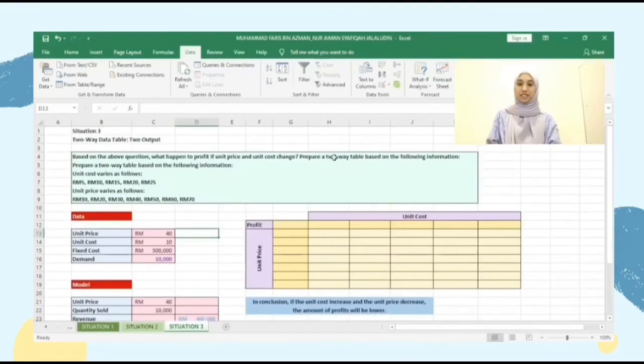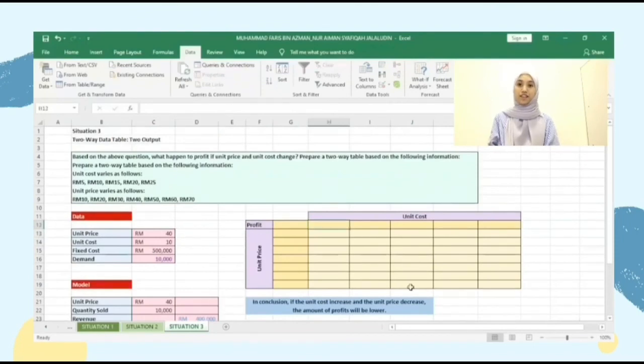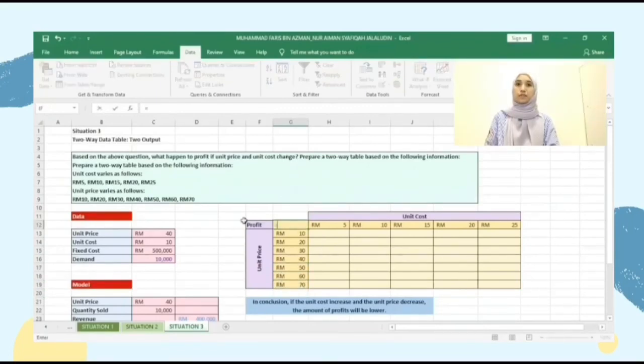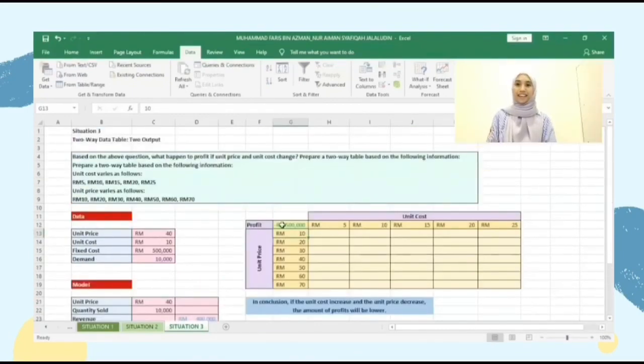Situation 3 is about two-way data table with two output. Then the question asks what happened to the profit if unit price and unit cost change. For the unit cost, it varies from 5 ringgit until 25 ringgit. Other than that, the question also states unit price varies from 10 ringgit until 70 ringgit. For the profit, you need to type equal and then click at the profit at D30. After that, highlight from G12 until I19.